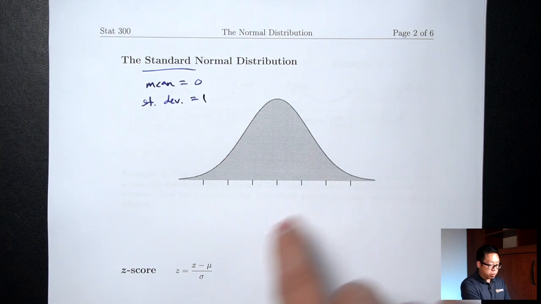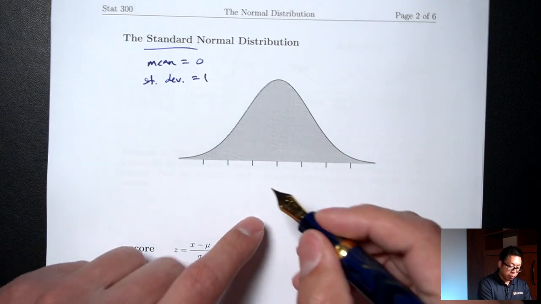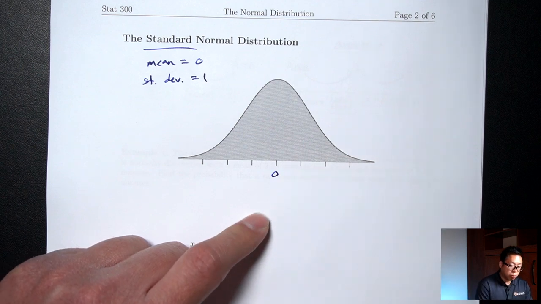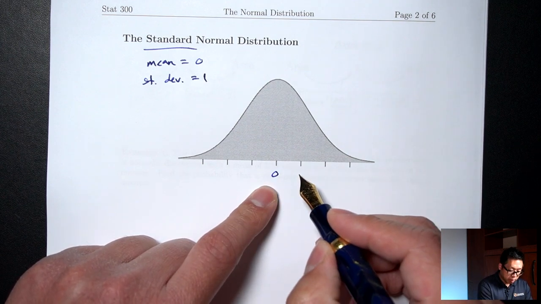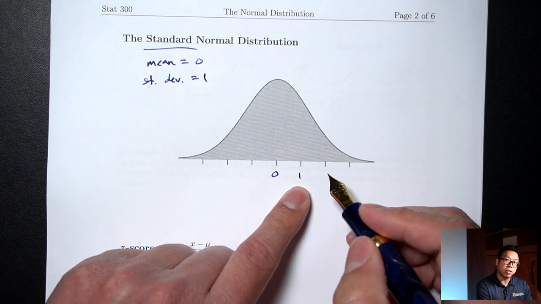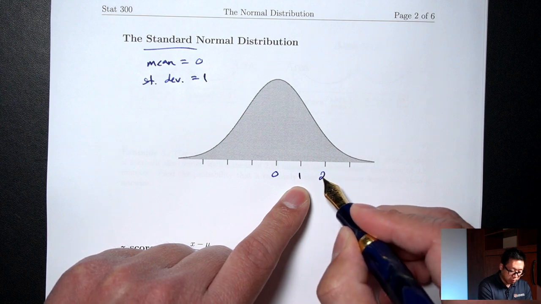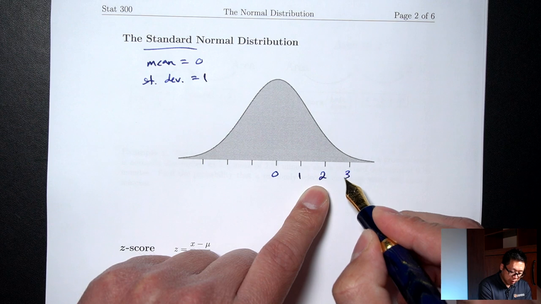So let me fill out this picture with a mean of zero and a standard deviation of one. Put the mean in the middle, and then we'll use the standard deviation to go up three times and down three times. So zero plus the standard deviation, zero plus one, that's one, plus one again, that's two, and then plus the standard deviation one last time, that'll be three.